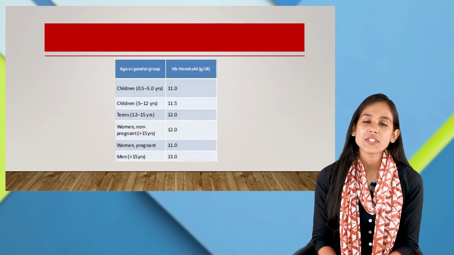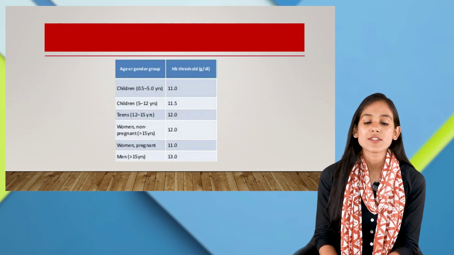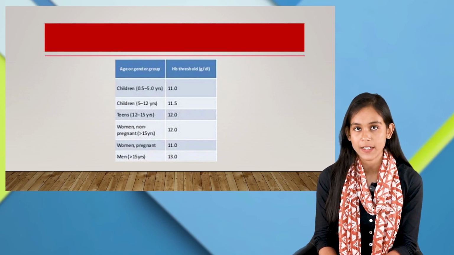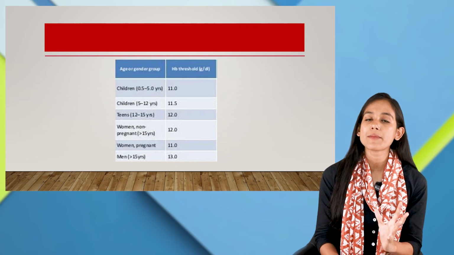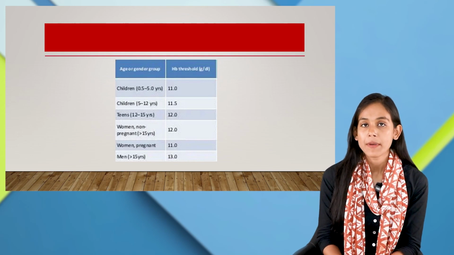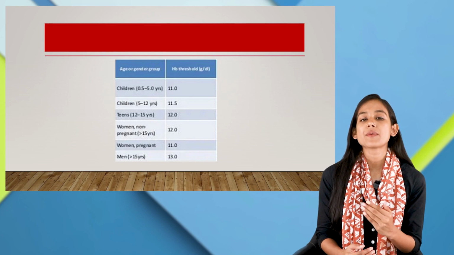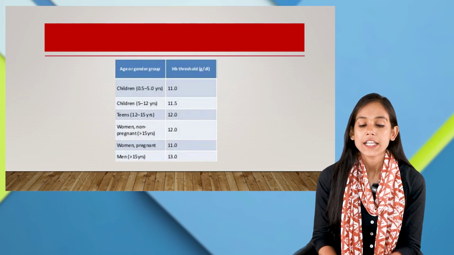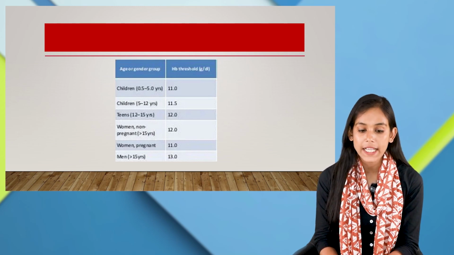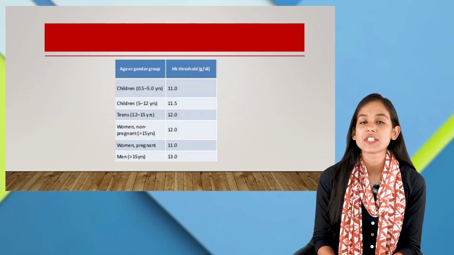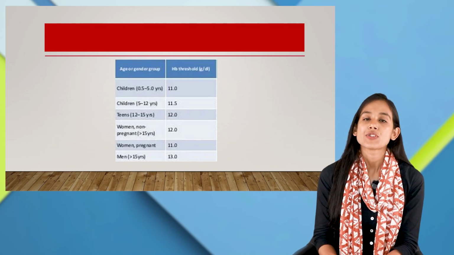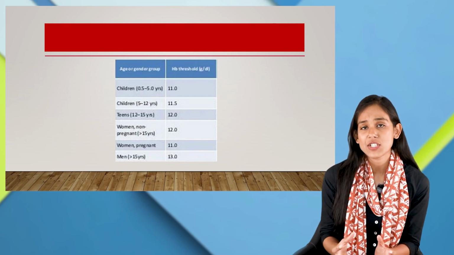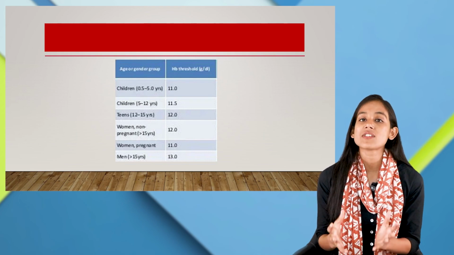First, we would see in children what it is. In children, that is 0.5 to 5 years, it is 11 gram per dL. So till 5 years of age, their normal hemoglobin concentration would be 11 gram per dL, and if it is below that, we'll call it anemia. From 5 to 12 years of children, it should be 11.5 gram per dL, and for 12 to 15 years of children, it is 12 gram per dL. So these are the normal hemoglobin concentrations. When the hemoglobin concentration is below this, that means the child is anemic.